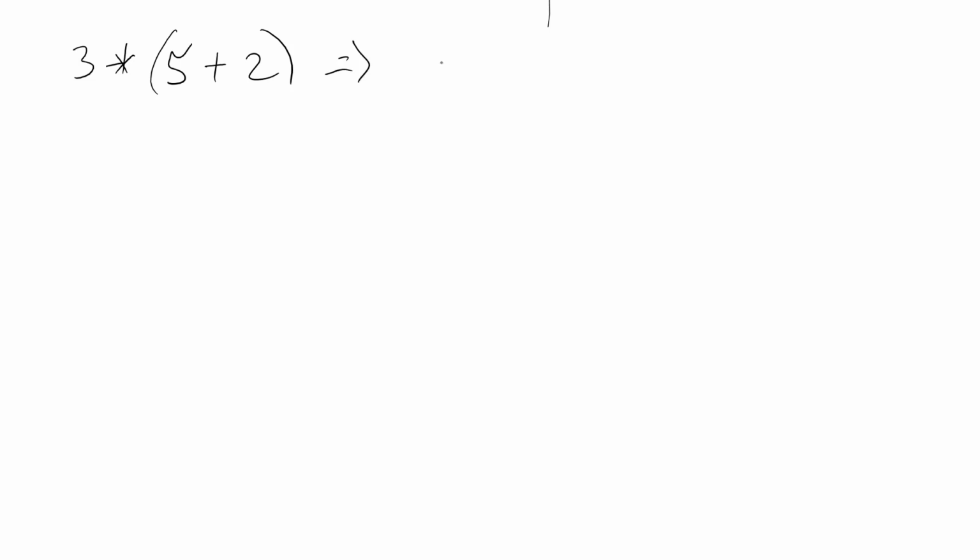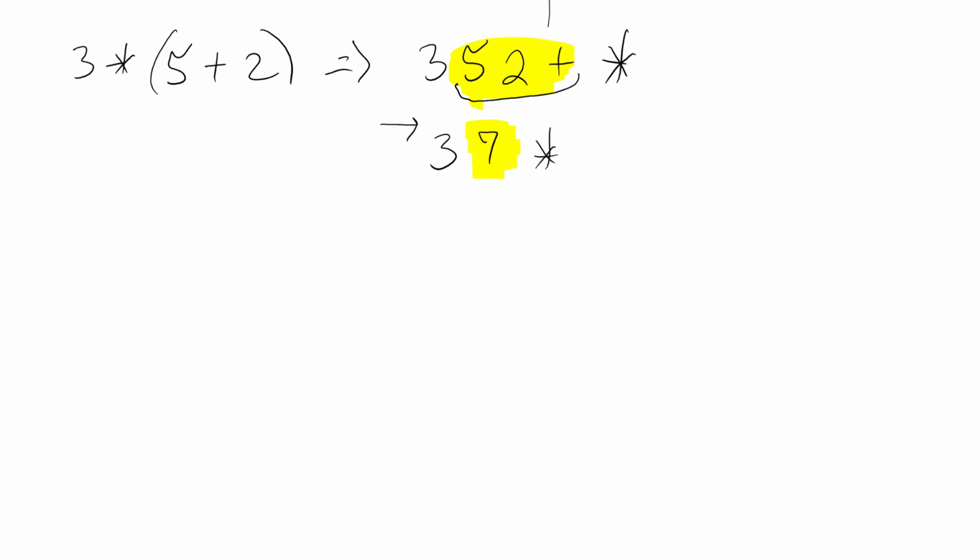Another way, like I said, is if we have 3, 5, 2 plus times, you kind of read from left to right, and every time you see an operator, you go to the previous 2. So that would be 3, and then 5 plus 2 gives me 7. And then I just write out the rest of the expression. And then I say, oh, then I have 3 times 7. And so 3 times 7 is 21, like that.